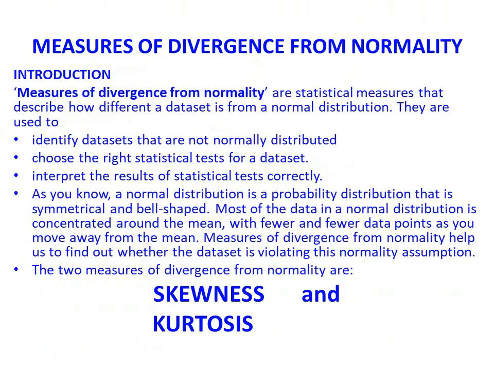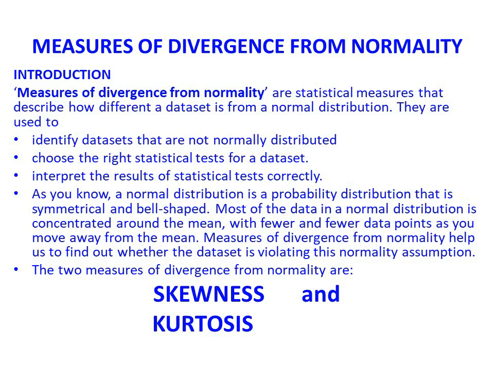Measures of divergence from normality. You have previously learned the other two measures of descriptive statistics which are given in the two previous modules. Now, the last part of descriptive statistics is measures of divergence from normality. What are measures of divergence from normality? Measures of divergence from normality are statistical measures that describe how different a dataset is from a normal distribution. They are used to identify datasets that are not normally distributed, choose the right statistical tests for a dataset, and interpret the results of statistical tests correctly.